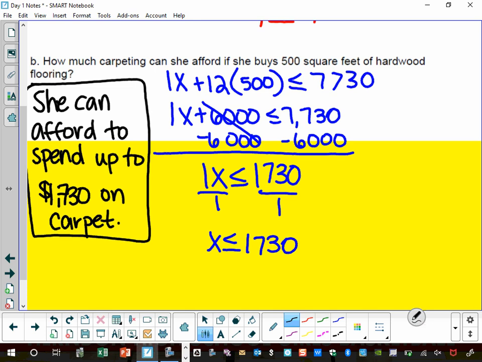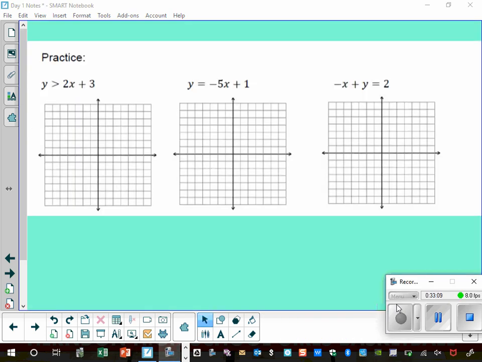All right, does that make sense how we just did that problem? Yes. All right, good. I want you guys to work on these 6 practice problems, and then we're going to go over the answers. Okay, I'm going to put the answers up for the first 3. Check your answers as I'm doing it.